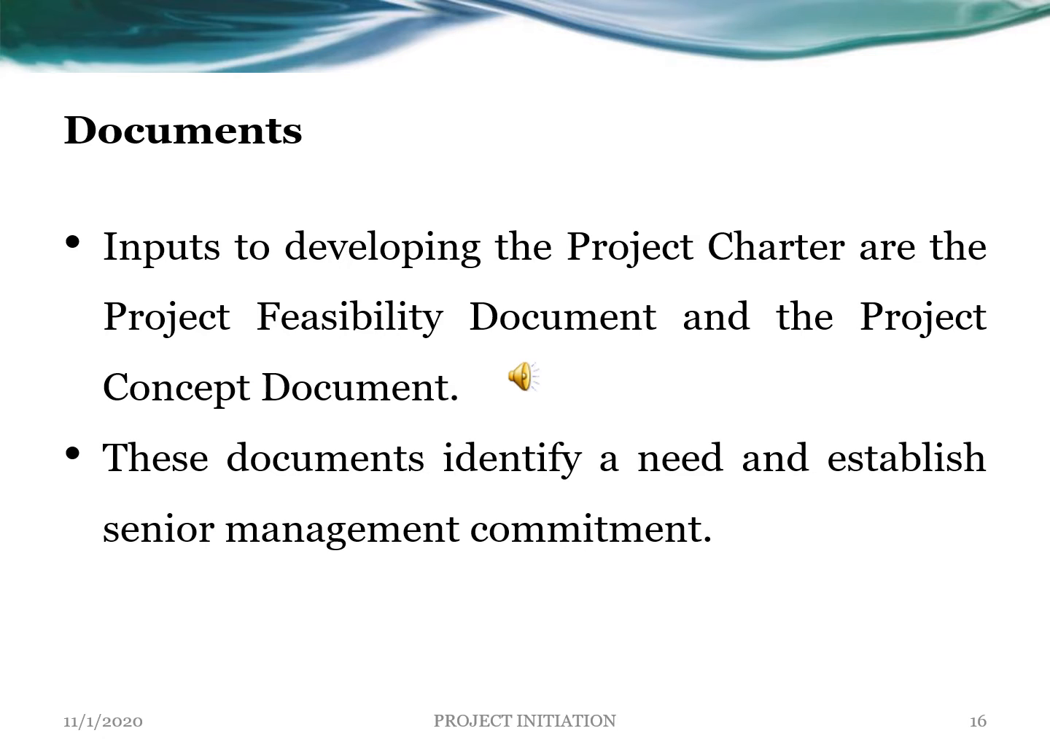Inputs to developing the project charter are the project feasibility document and the project concept document. These documents identify a need and establish senior management commitment in any organization. If you don't have commitment from senior management, your directors or board, it will be quite difficult for you to even start or initiate the project.